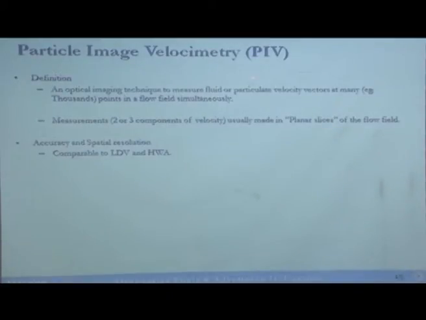So, an optical imaging technique is used to measure the fluid properties or flow velocity vectors at many points in the flow field simultaneously, say thousands of points or tens of thousands or hundreds of thousands of points simultaneously, which is not possible by any other technique. Measurement of 2 or 3 components of the velocity is usually made in planar slices of the flow field. So, you are taking one slice at a time, you can make another planar slice, and you can even move the planes. Accuracy and spatial resolution of this technique is comparable to laser Doppler velocimetry and hot wire anemometry. So, this is pretty accurate and pretty precise, spatial resolution is very good.